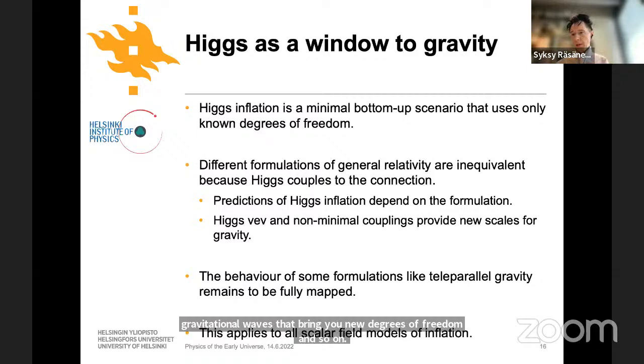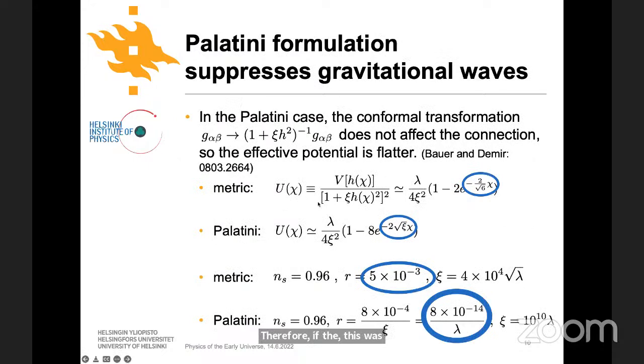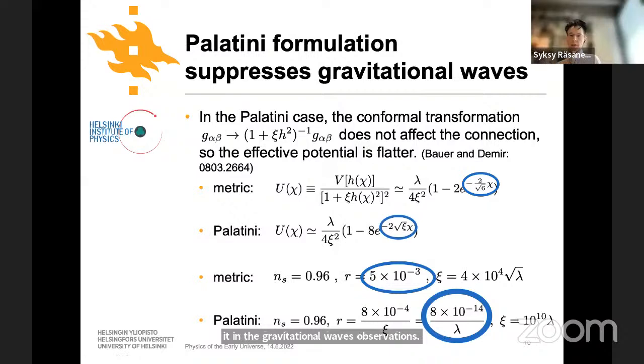Sorry. You mentioned in your talk, if I understood correctly, that for instance in the Palatini formulation, the gravitational waves are somehow suppressed. Therefore, if this was the case, we would have to see it in gravitational wave observations. No, because the amplitude of gravitational waves generated by Higgs inflation in the Palatini formulation is smaller than in the metric formulation because the scale of inflation is smaller.